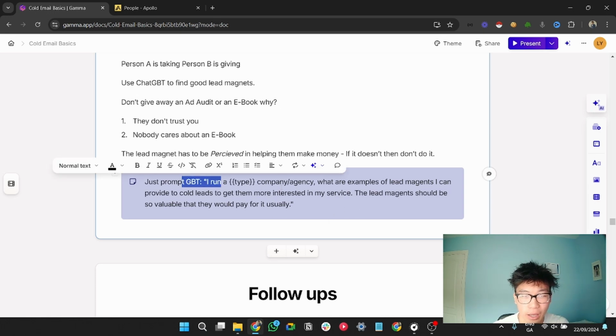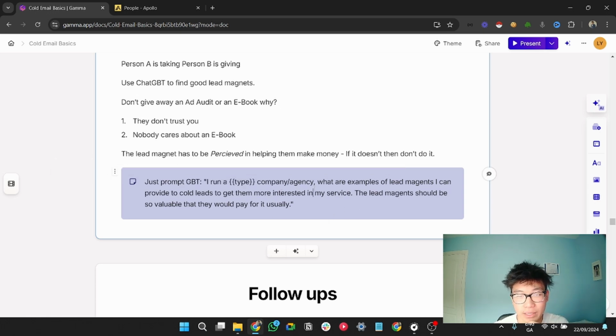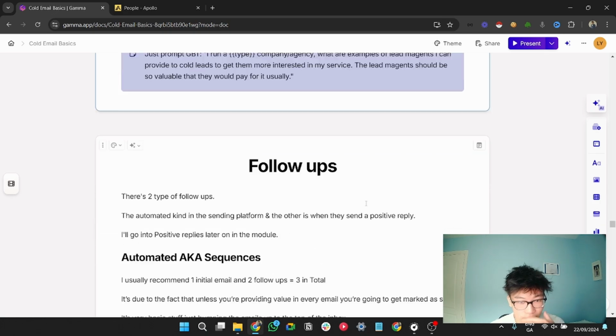So just prompt GPT. I run a type business, company or agency. What are examples of lead magnets I can provide to cold leads to get them more interested in my service? The lead magnets should be so valuable that they would usually pay for it. Very simple. It's not difficult at all, right?